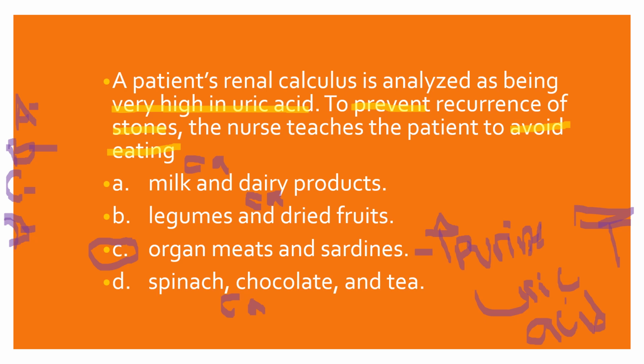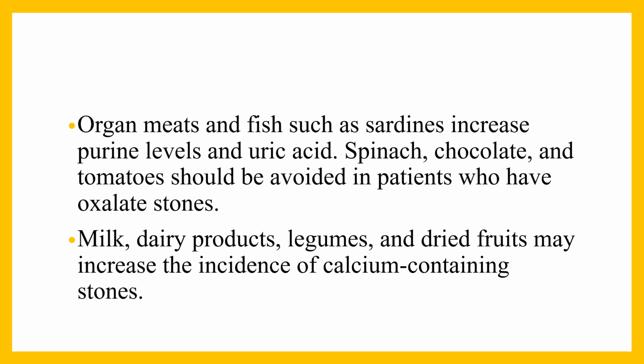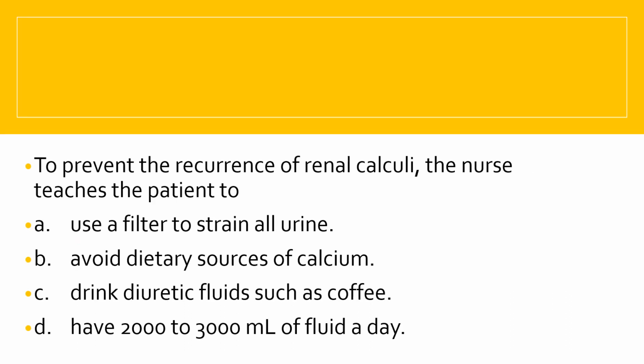Okay, so let's go to the next. There's your rationale. All right, next question. To prevent the recurrence of renal calculi, the nurse teaches the patient to A, use a filter to strain all urine. Does this sound correct to you? Put your X, check mark, or question mark. B, avoid dietary sources of calcium. Once again, put your answer. C, drink diuretic fluids such as coffee. Or D, have 2,000 to 3,000 milliliters of fluid a day.